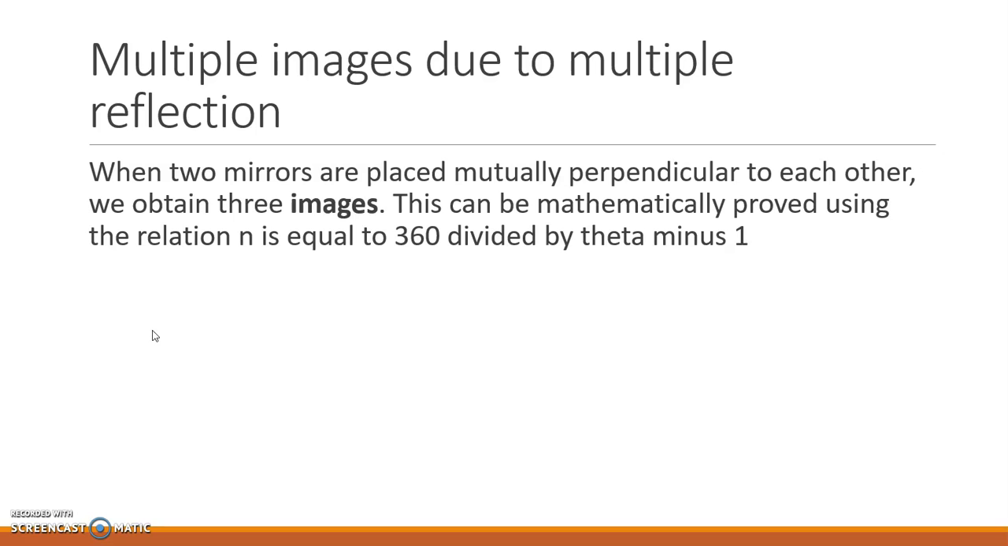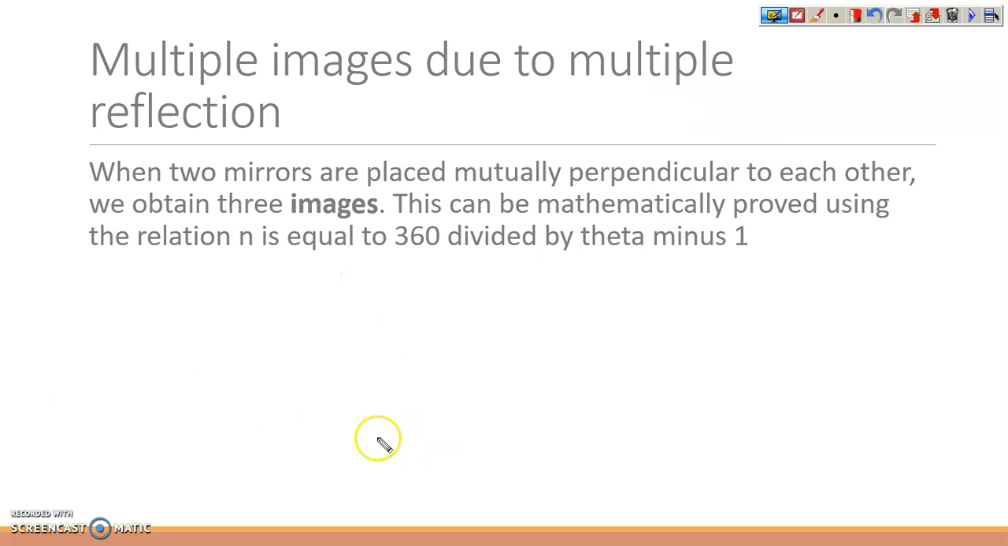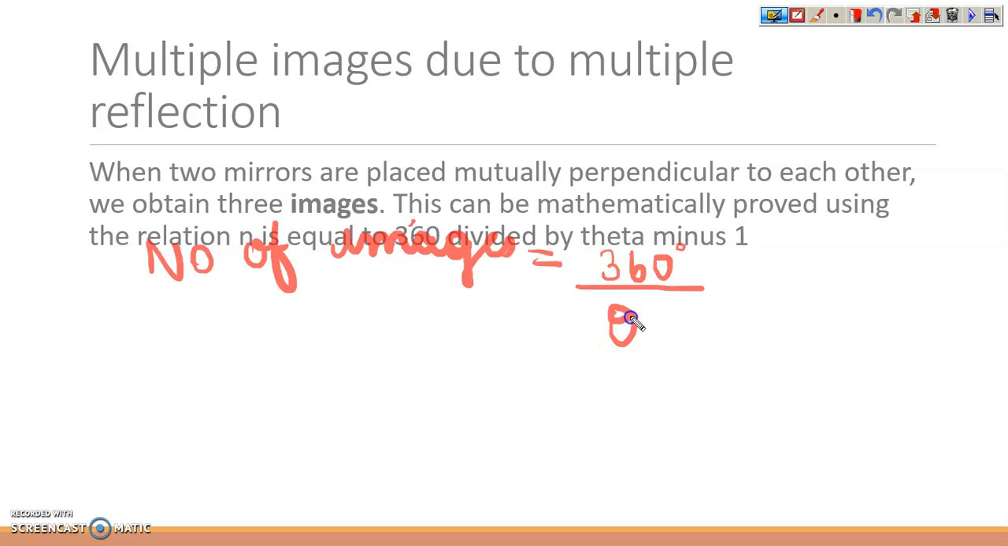Now let's look at the multiple images which are formed due to multiple reflection. Multiple images are formed when two or more mirrors are there. There is a formula to calculate the number of images, and that formula is: number of images is equal to 360 over theta minus 1. Theta is the angle which is given, where the images are placed.